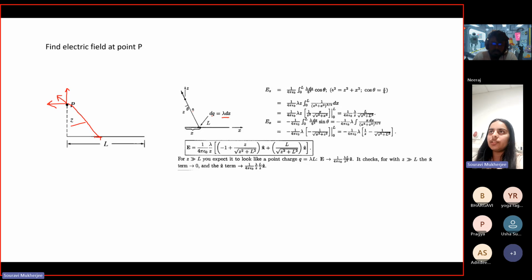R is the distance from this element to the point where you want to find the field. Now there, the z component would be the cos theta component. You will also have an x component, which is given as the sine theta component, if this is angle theta at this point. So this is how you could define it based on typical Coulomb's law, right? So 1 by 4 pi epsilon 0 lambda dx by r square, do an integration from 0 to L, the cos theta component for z and the sine theta component for x.